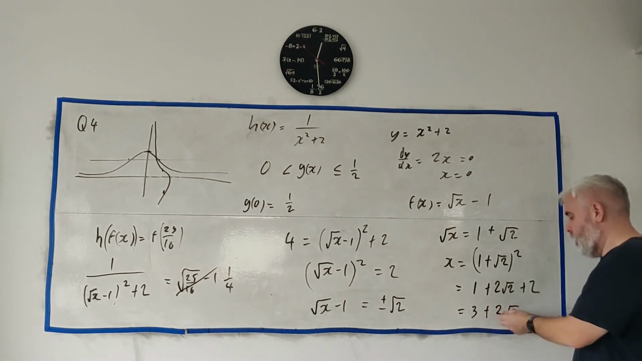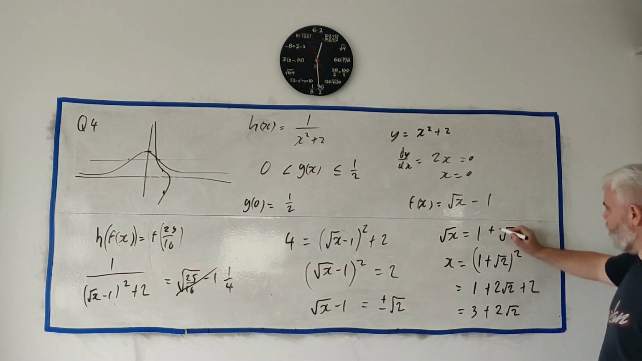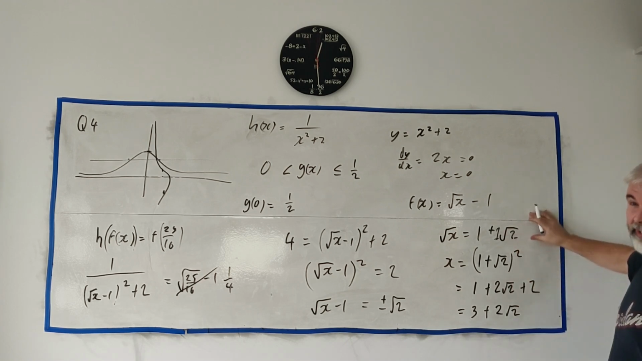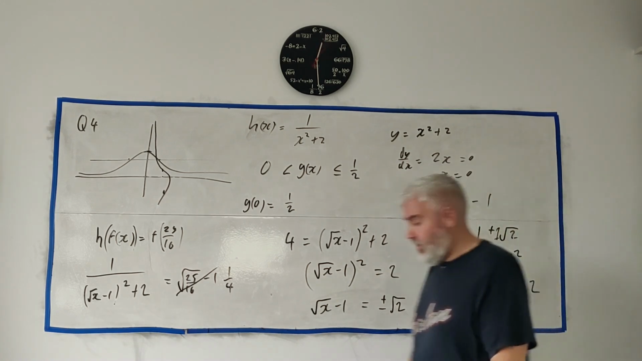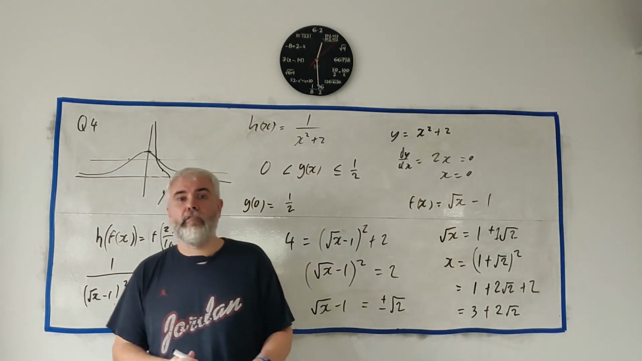They wanted a number and a square root multiplied by something. Just to point out, this was multiplied by something. There was a 1 here. This could have been the right answer. It wasn't. Anyway, that's the answer. That's the last part of question 4.